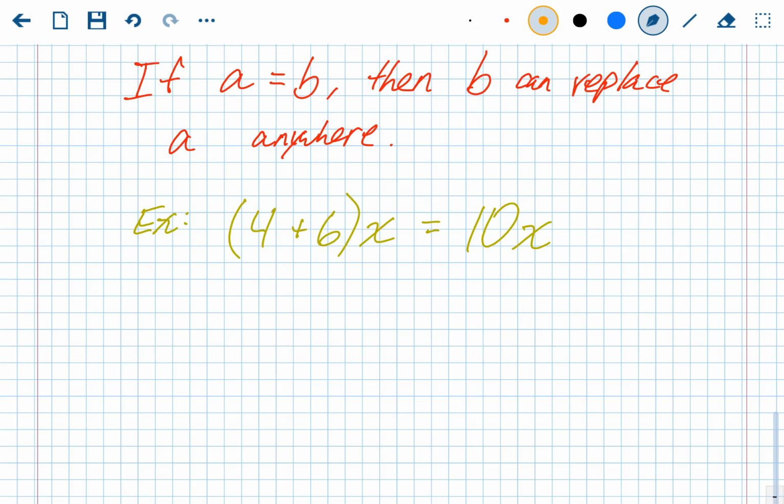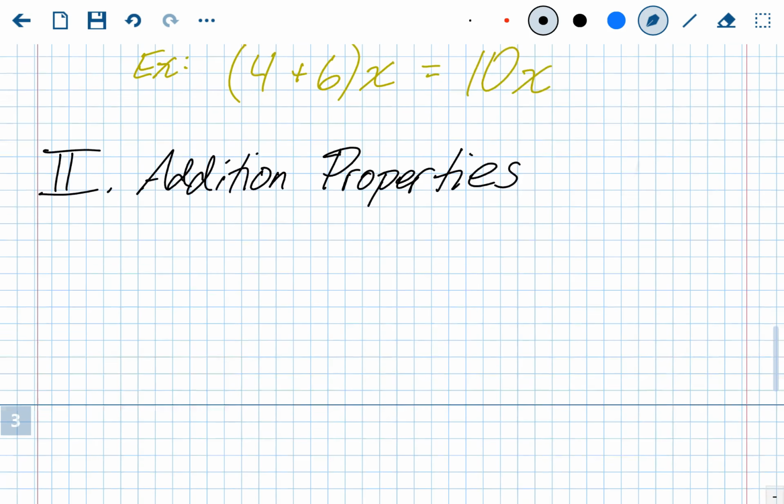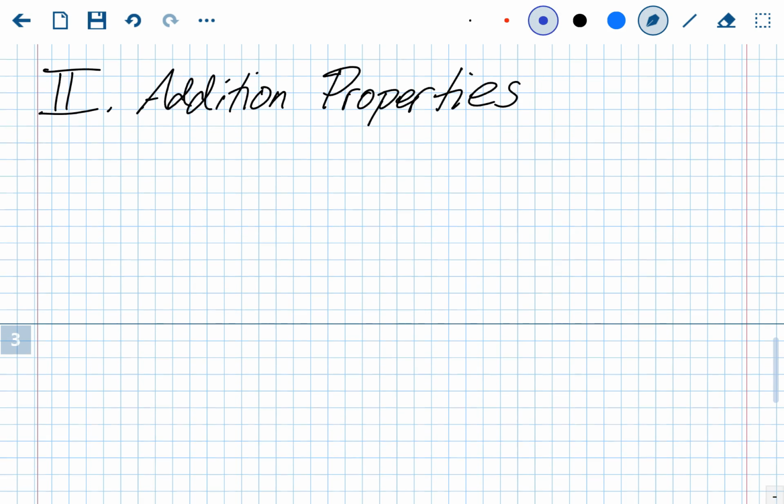The second category of properties that we're going to talk about are the addition properties. There's two of them. And again, these also are kind of silly and obvious and things you learned way back when, but it's important for us to redefine these. First one being the additive inverse.